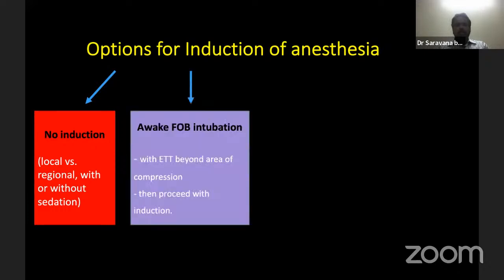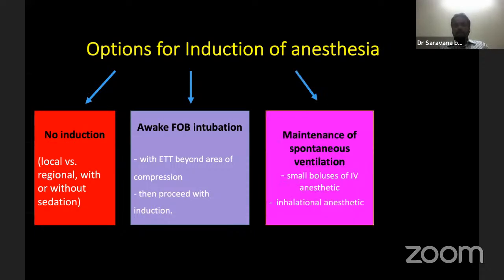The second option is awake FOB intubation. Don't induce the patient, just anesthetize the airway and try to do an awake FOB intubation, but be particular that the ET tube should pass beyond the area of compression, and you should make clear that there is no compression beyond the tip of the endotracheal tube. After placing the tube, you can proceed with induction.